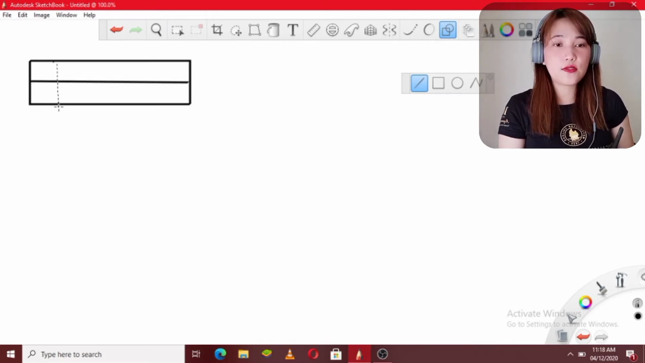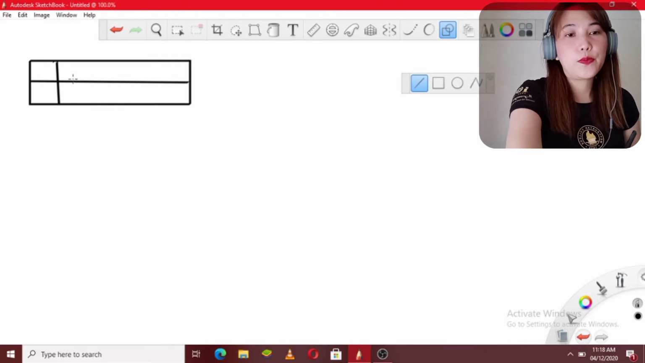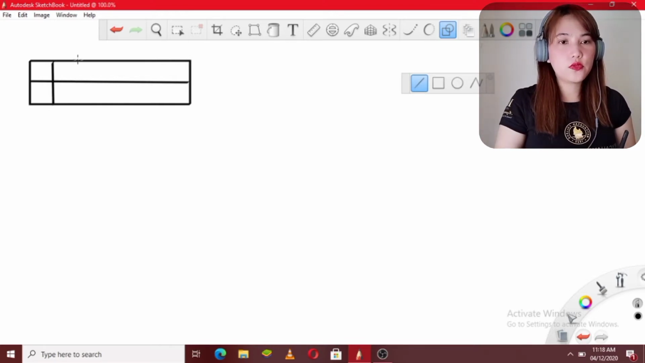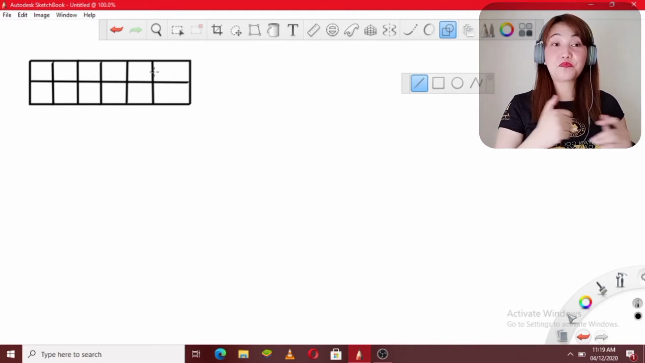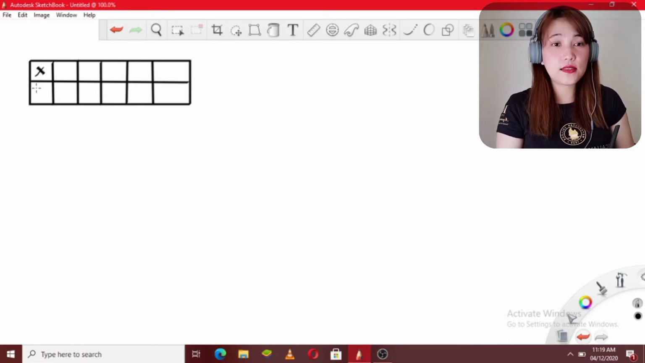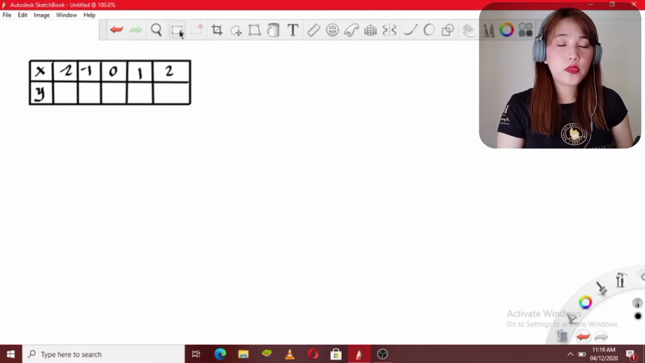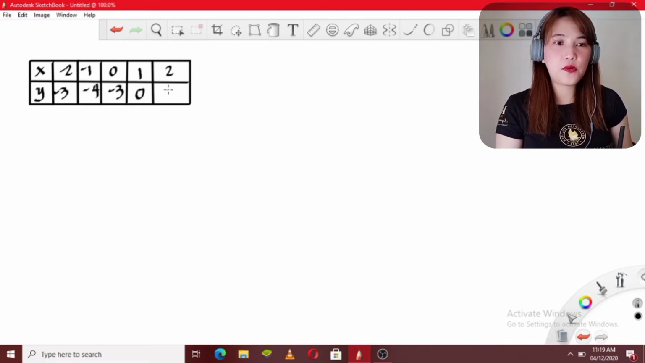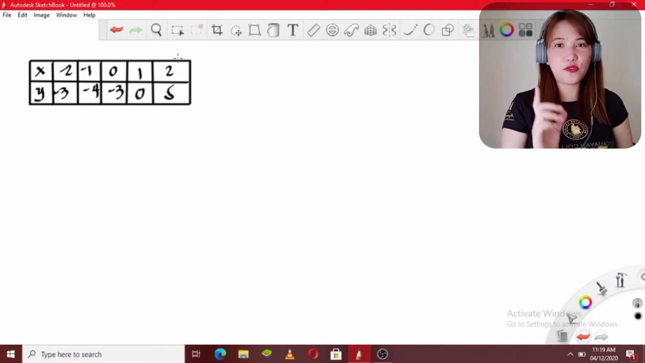Let us divide this into 6. Alright, so we have 1, 2, 3, 4, 5, 6. Ayan, medyo hindi equal yung spaces natin. But that's okay. So, this is x, this is y. So, sa kanan ng x's natin, let's say we have negative 2, negative 1, 0, 1, 2. And sa y natin, we have negative 3, negative 4, negative 3, 0, 5. So, ito yung ating table of values.